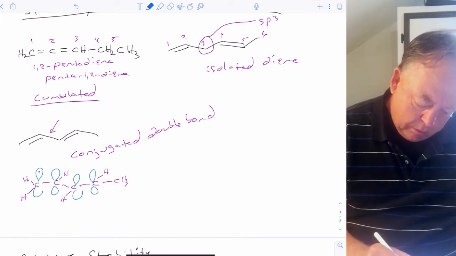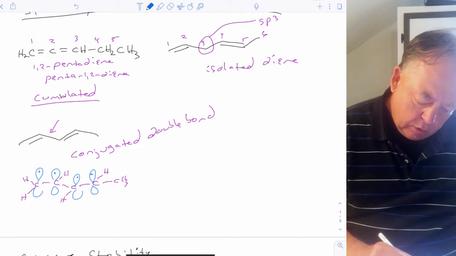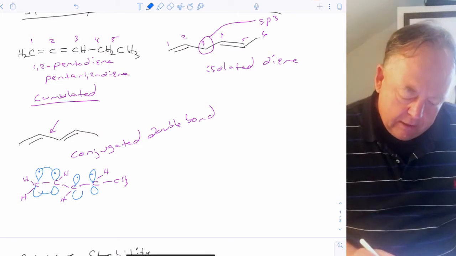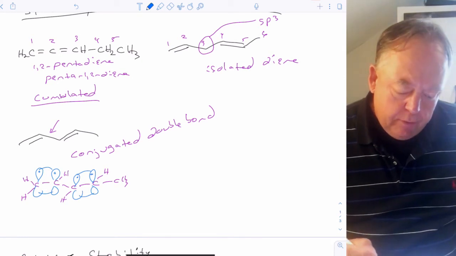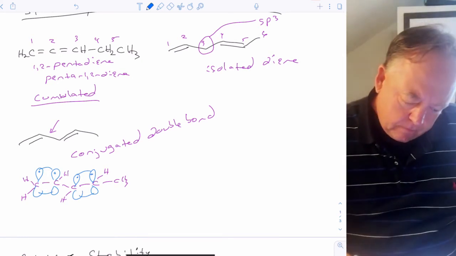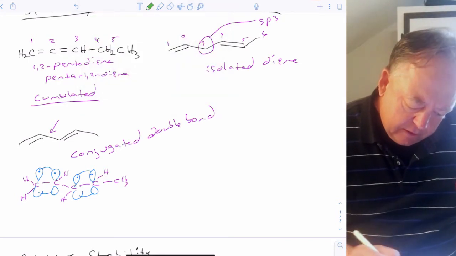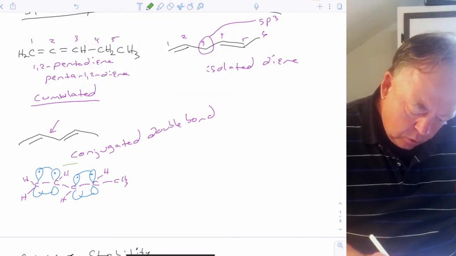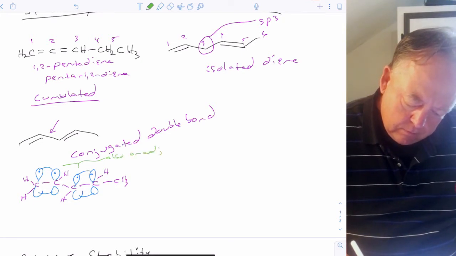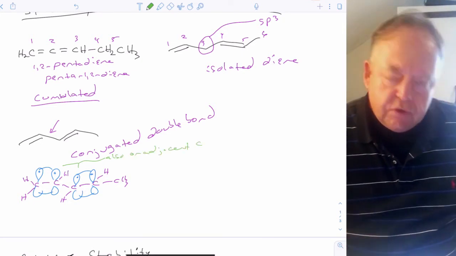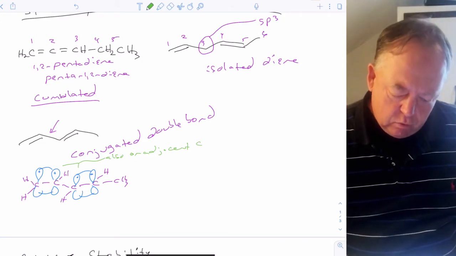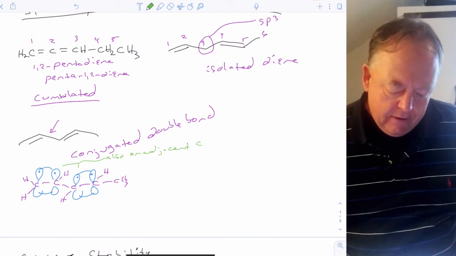And each of those p orbitals has one electron in it. So we're letting these two p orbitals, which are on adjacent carbons, overlap to make a pi bond. And we're letting those two p orbitals, which are on adjacent carbons, overlap to make a pi bond. But the significance here is that these two p orbitals are also on adjacent carbons, so why can't they overlap? And the answer is, well, they can overlap, and they do overlap.